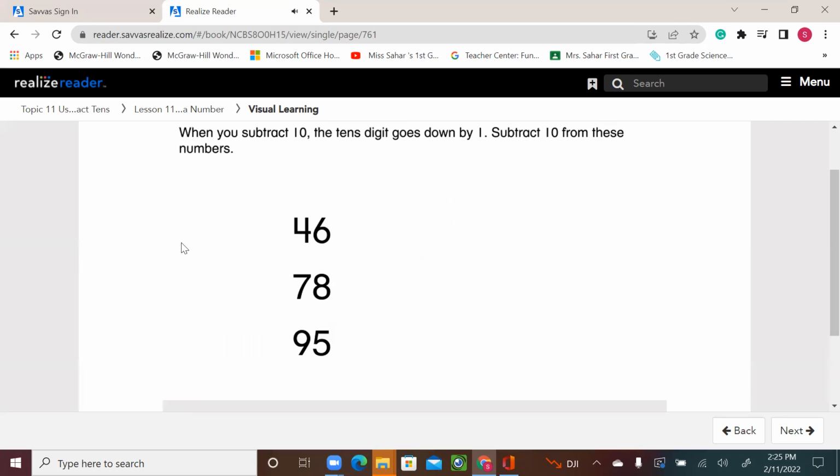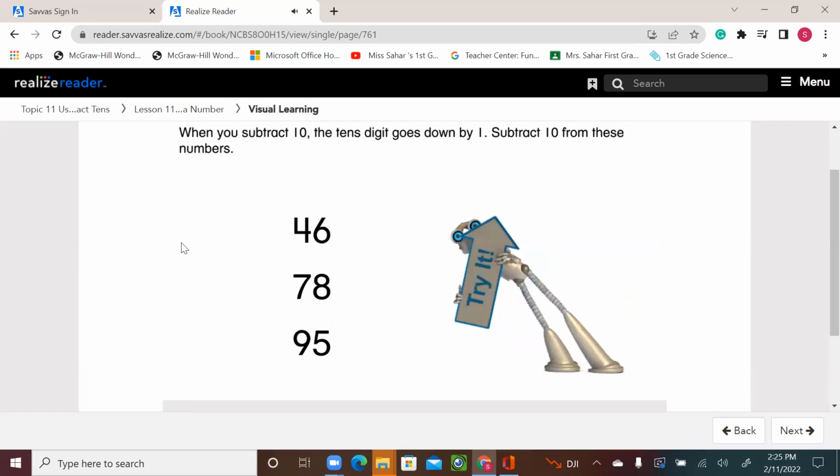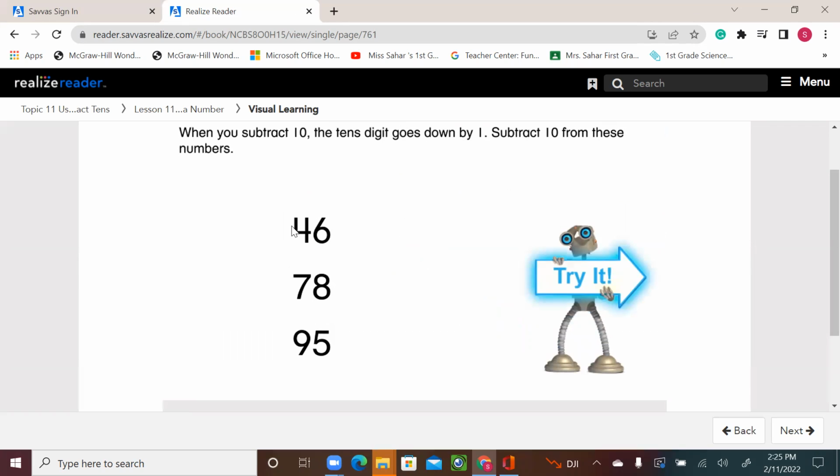Subtract 10 from these numbers. Okay, if I subtract 10 from the 46, that means my tens digit will decrease by 1. So 46 minus 10, or 4 minus 1 equals 3. So 46 minus 10 equals 36. 78: 7 take away 1, or take away 10, equals 60. So 78 minus 10 equals 68, because the 8 remained the same because I'm only subtracting from the tens digit.